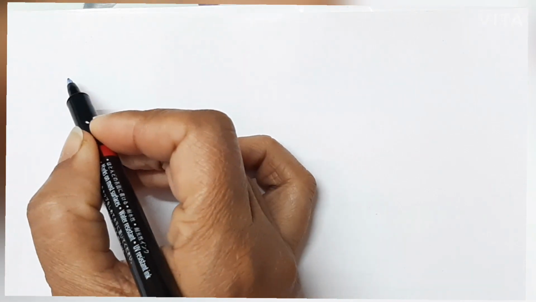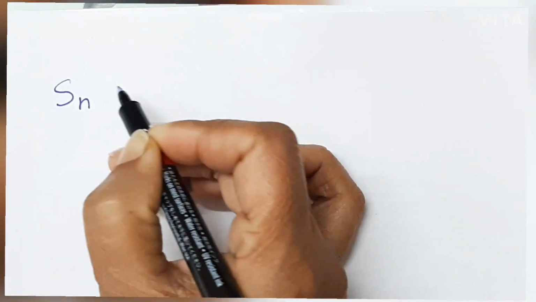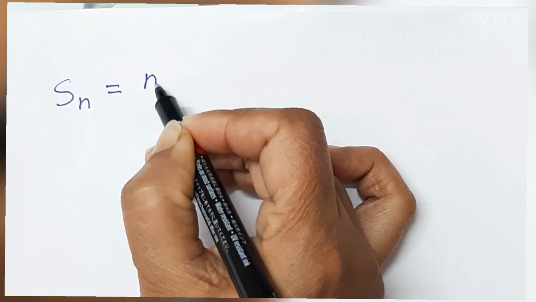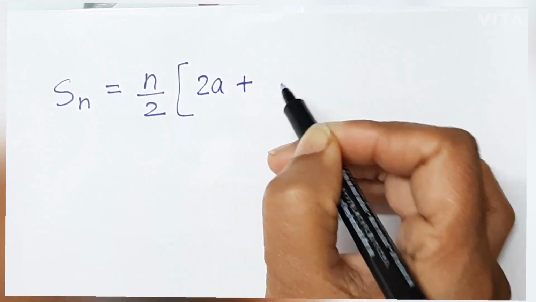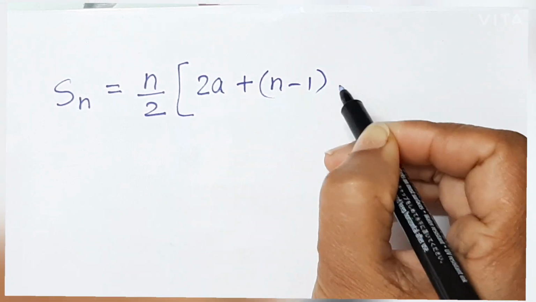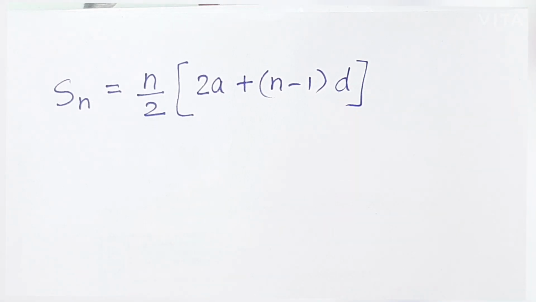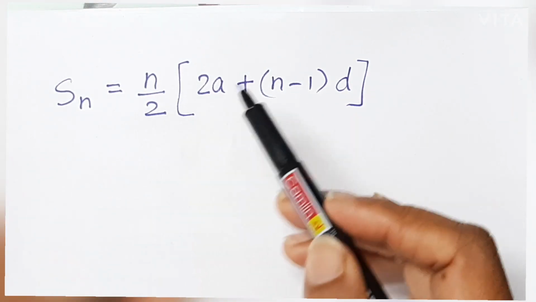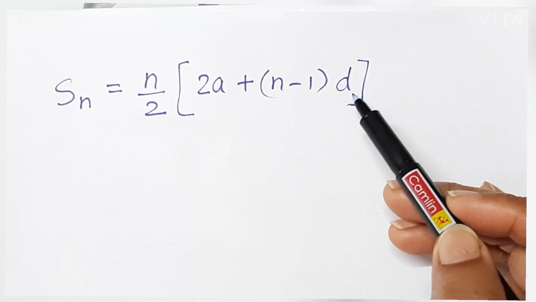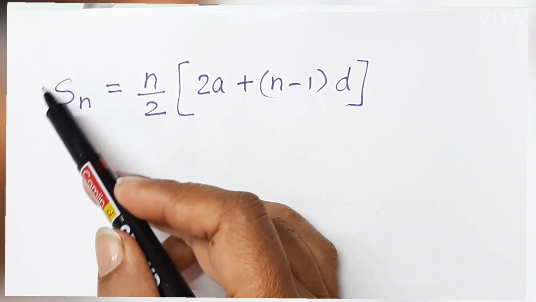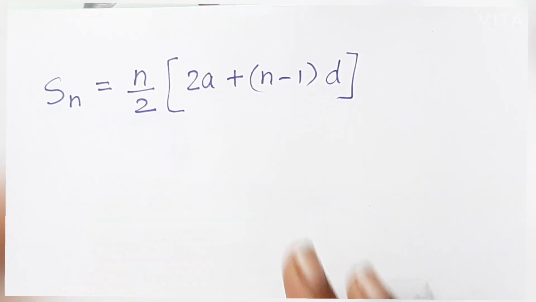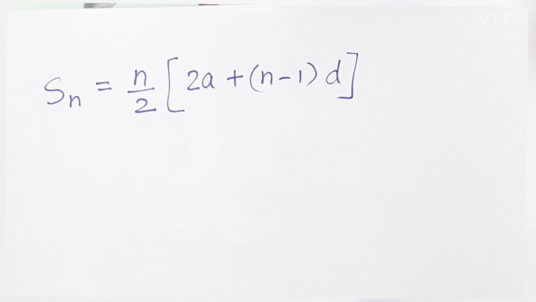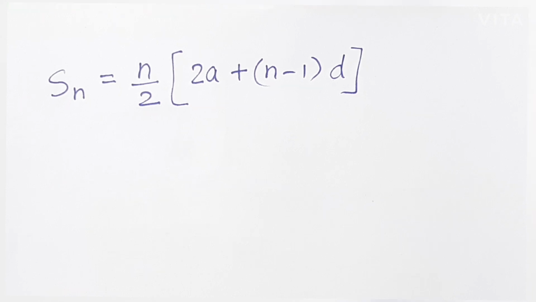So the formula is Sn is equal to n upon 2 into 2a plus n minus 1 d. Clear? Where n is the number of terms, a is the first term, d is the common difference and Sn is the sum of all the numbers given in the series. Students, this formula is to find the sum of numbers in AP. Clear? Now, let us see how to solve the given question.